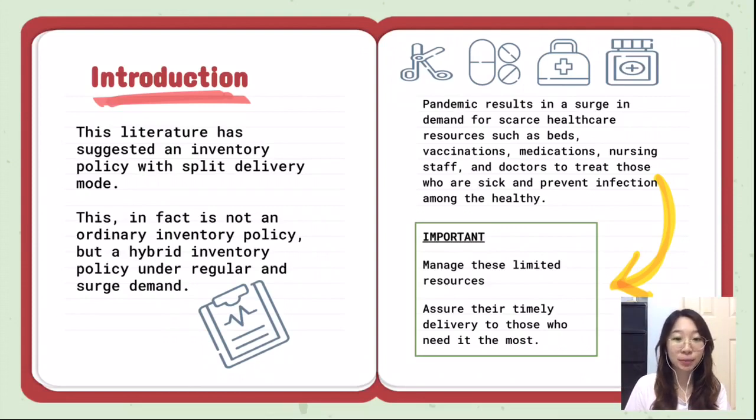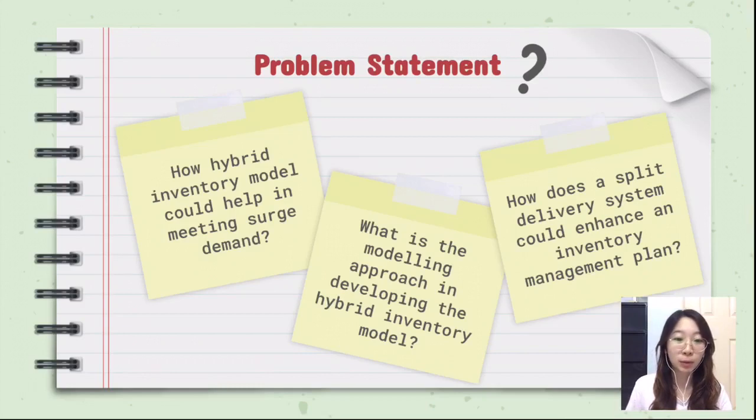So one recent example to explain the importance of hybrid inventory policy would be the happening of the pandemic. As we all know, the pandemic has resulted in surge demand in scarce healthcare resources such as sick beds, vaccinations, medications, etc. Thus, it is very important to manage these limited resources and to assure their timely delivery to those who need it the most. Our group has developed 3 problem statements to be the guideline of our study.